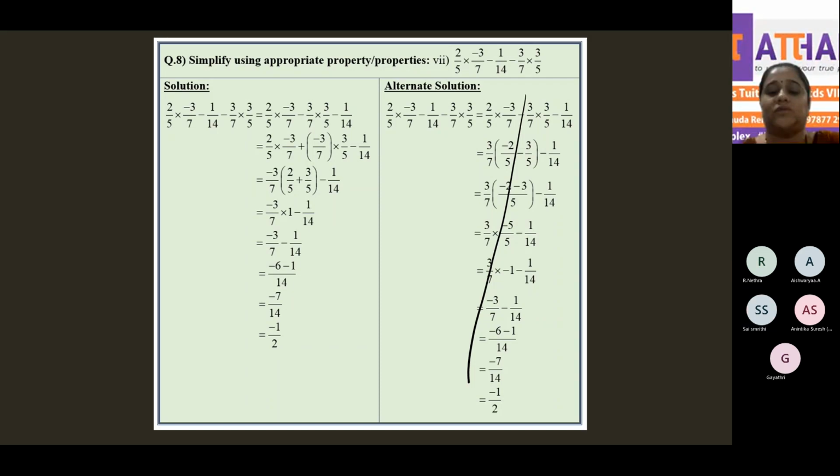Yes, ma'am. Okay. So with this, we come to the end of the chapter, rational numbers. So this part was not completed: simplifying numerical expressions using whatever property. This was not done because the presentation was not ready the other day. So now with this, we wrap up the chapter rational numbers. And now we'll continue with exponents, which we already started. We finished 2 sessions on exponents.